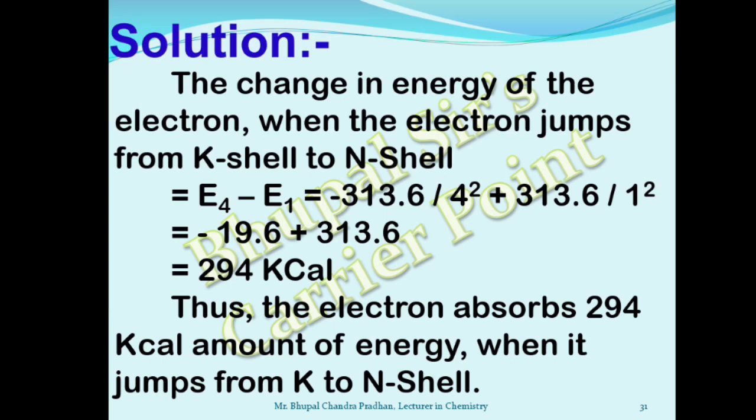So E4 minus E1. We know that En is equal to minus 313.6 by N square kilocalorie per mole. So putting the value of N, the energy change is calculated to be 294 kilocalorie. Thus the electron absorbs 294 kilocalorie of energy when it jumps from K to N shell.